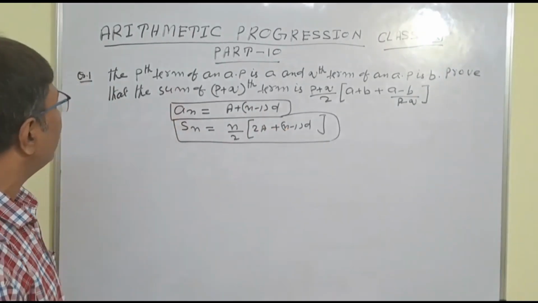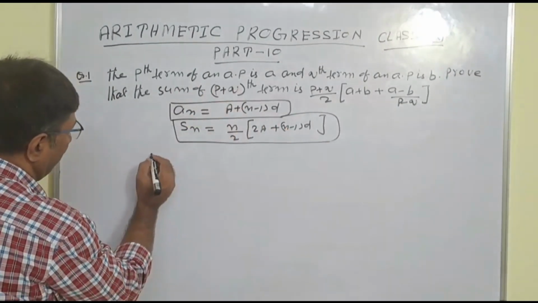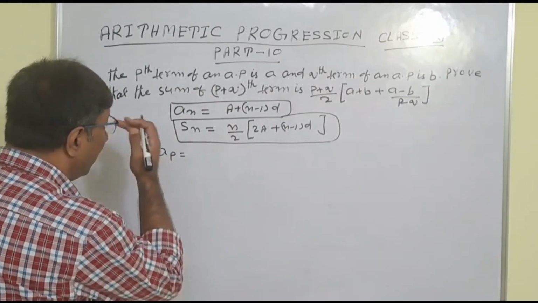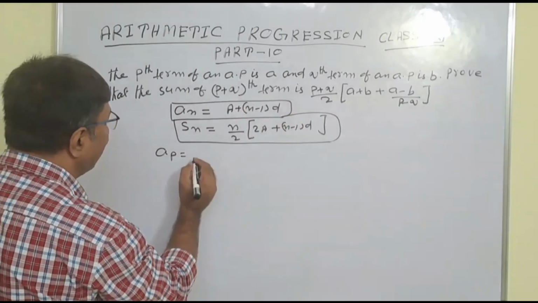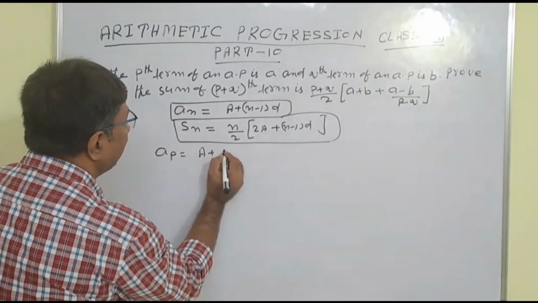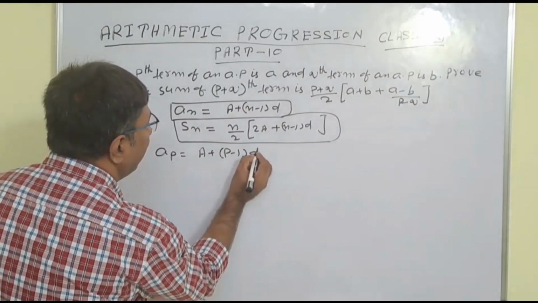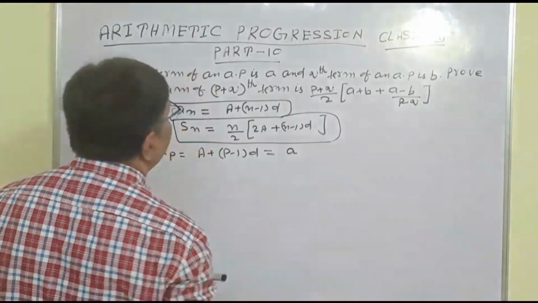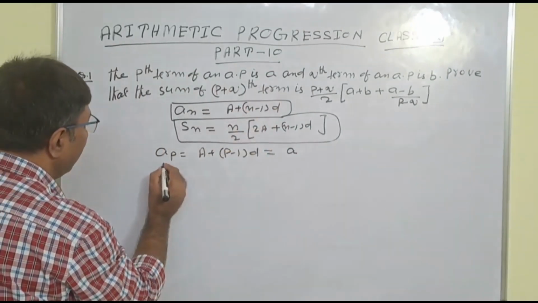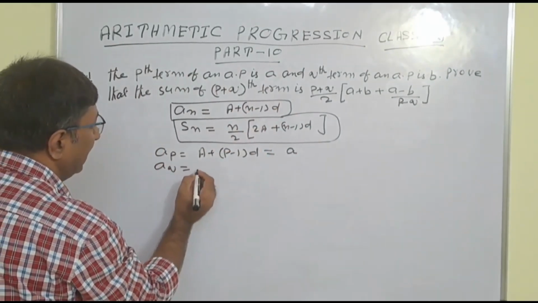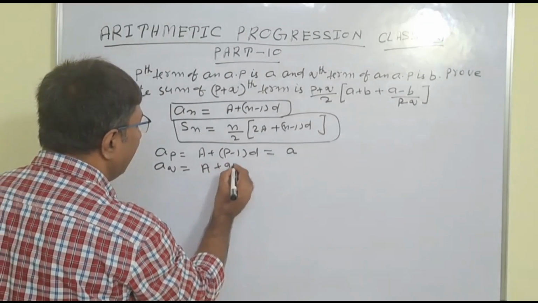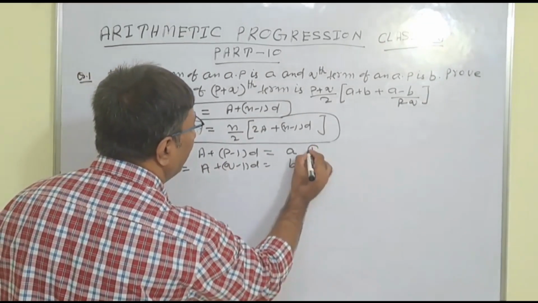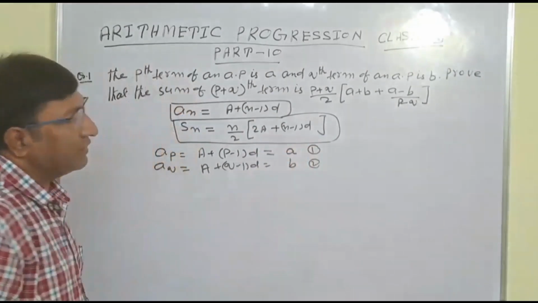Now according to the question, the pth term of an AP is given, so the formula is a plus (n minus 1) d. Here n is p, so a plus (p minus 1) d, and this is given as small a. In the same way, the qth term: again a plus (q minus 1) d, and this is given as b. So this is the first equation and this is the second equation.